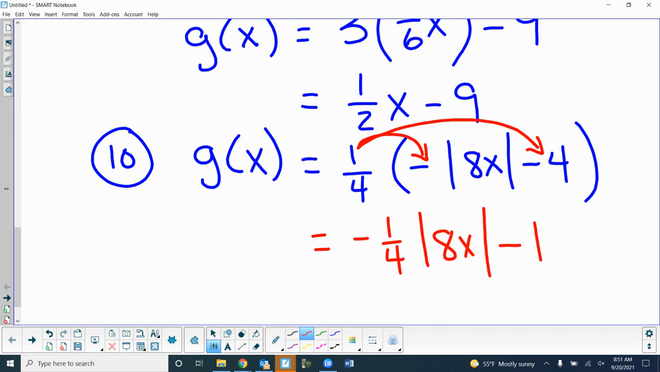Okay, and again, if you want, you can always check all of these to see if it's doing what it says on your calculator, right? So don't forget about that.